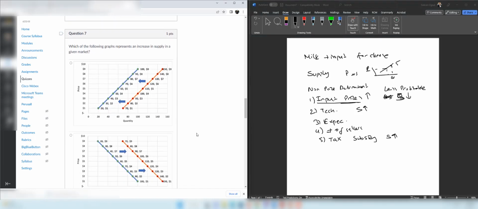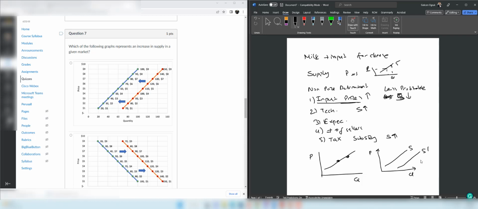Question 7. Which of the following graphs represents an increase in supply? So an increase in supply, remember, is not an increase in quantity supplied. If it's an increase in quantity supplied, you just move along the curve. An increase in supply is the shift of the supply curve to the right. So this is my supply curve, it shifts to the right. That's the increase in supply.